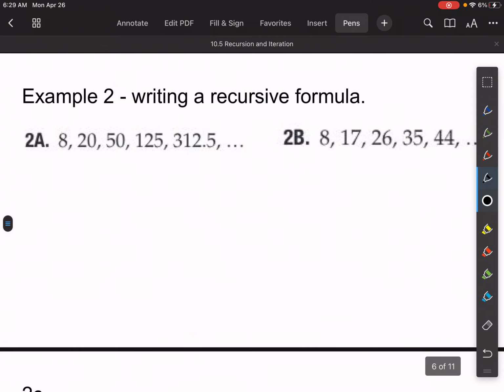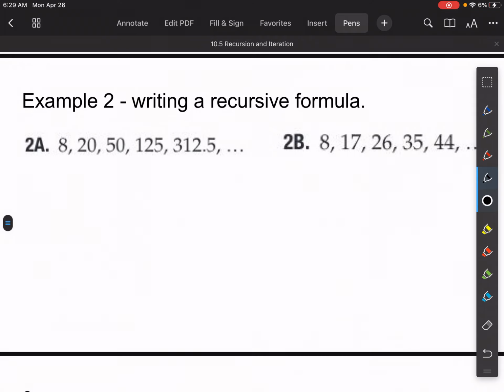Here, for example 2, I'm not making you do any of these, but we know that this is a sub 1. And then here we know that there's not a difference of 12 happening, right? If I add 8 to 12, I would get 20. But if I add 20 to 12, I don't get 50, right? So something else is going on here.